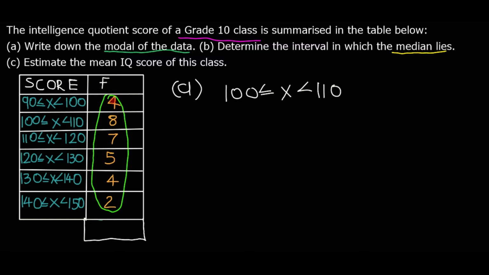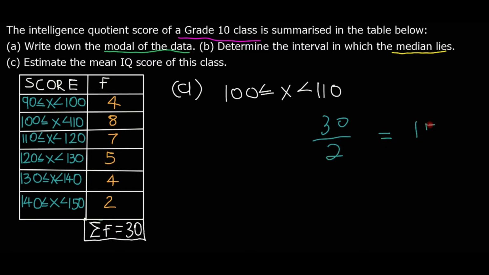We are going to add all the frequencies. We want the sum of 4 plus 8 plus 7 plus 5 plus 4 plus 2, and then we see how much it gives in total. It gives us 30 if you add. This symbol represents the sum, which means to add. So when we add all these frequencies, we get 30. From there, to find the median, we take this 30 and divide by 2. Remember the median is the middle value, and 30 divided by 2 gives us 15.